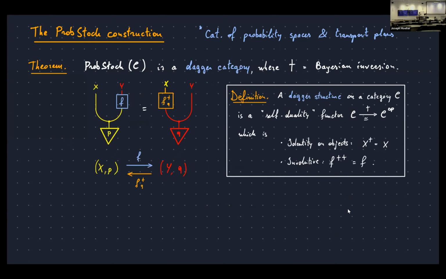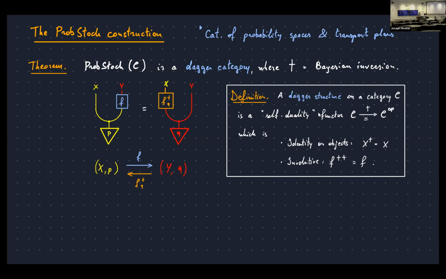Here's a theorem. Probstock is a dagger category with a dagger given by a Bayesian inversion. Now, I know it might be that some of you don't know what a dagger category is. So here's the idea. First of all, by doing Bayesian inversion using Bayes' formula, with F we can go from X and P to Y and Q. Using the Bayesian inverse, we can go from Y and Q to X and P. Okay? Now, what this is telling us is that this is functorial and it respects the tensor product. So let's make this precise.